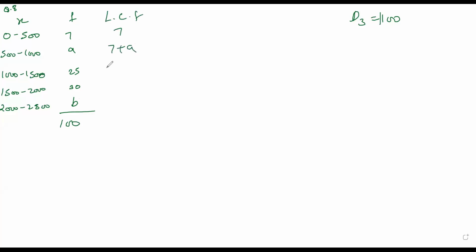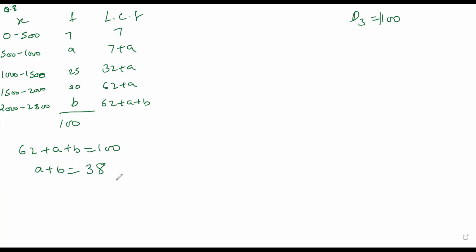7 plus A. 32 plus A. 62 plus A. 62 plus A plus B. 62 plus A plus B is equal to 100. A plus B is 100 minus 62, that is 38. We want to find out A and B.